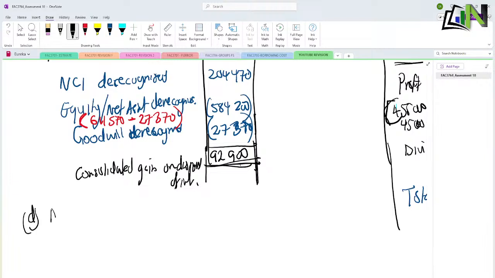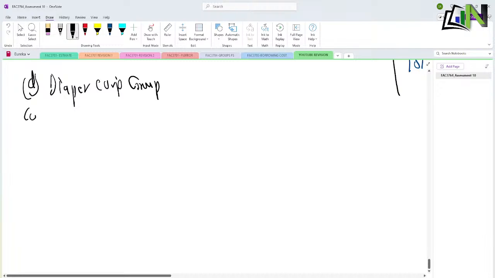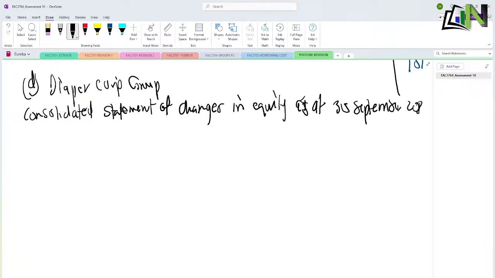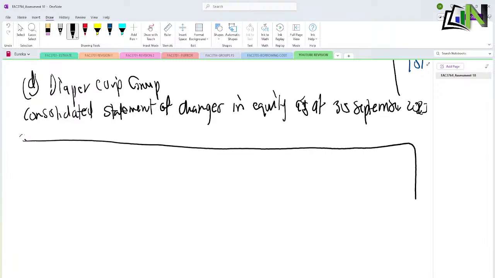Right, so Diapers Corp group, we want to do a consolidated statement of changes in equity as at 30 September 2023. Okay, so that's what you want to do. And guys, you are now in third year. At this level now, we're expecting you guys to understand your formats. All right, we're expecting you guys to know your formats. Very important. Know the format of all the statements that you're gonna have. You need to know the format of them all. All right. Okay.